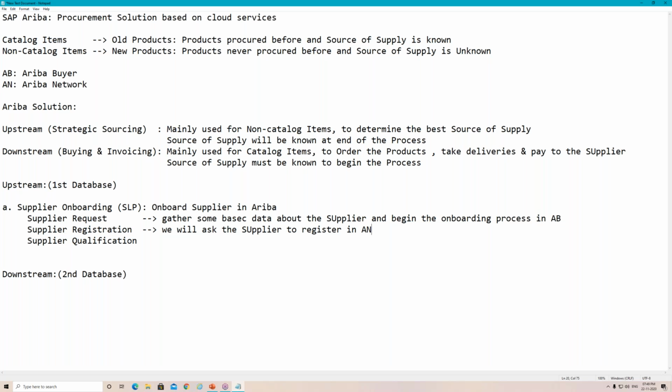And a unique ANID will be generated. That ANID will be synced back to the Ariba Buyer. Through this ANID, every supplier is identified in Ariba. Ariba means both Ariba Buyer as well as Ariba Network. So that is why all of you should remember Ariba Network is a very, very important terminology. You will see in our upcoming sessions. Very, very important. Okay, very good.